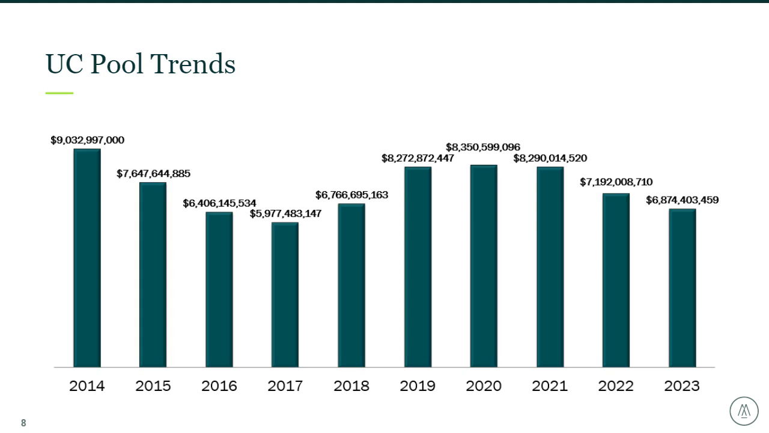So I thought it would be helpful to include the UC payment pool trend from 14 through 23. So you can see the size of the UC pool and how big of swings we've seen over the years.